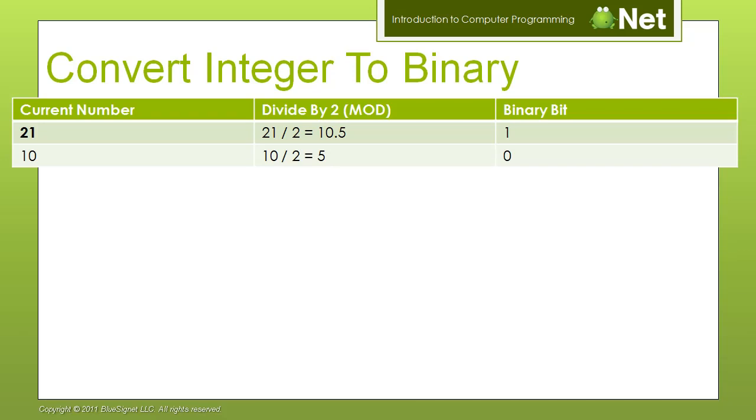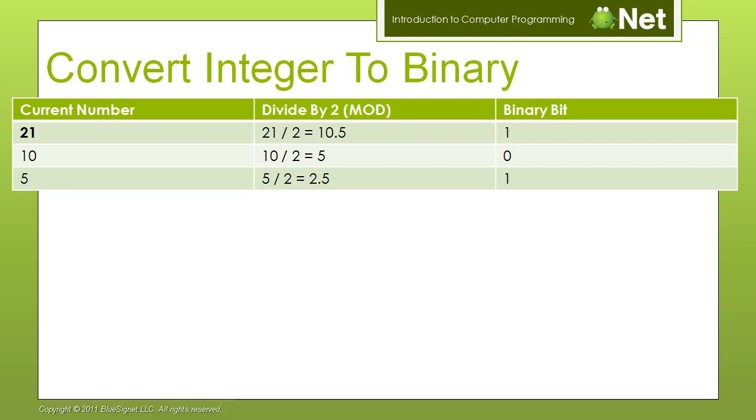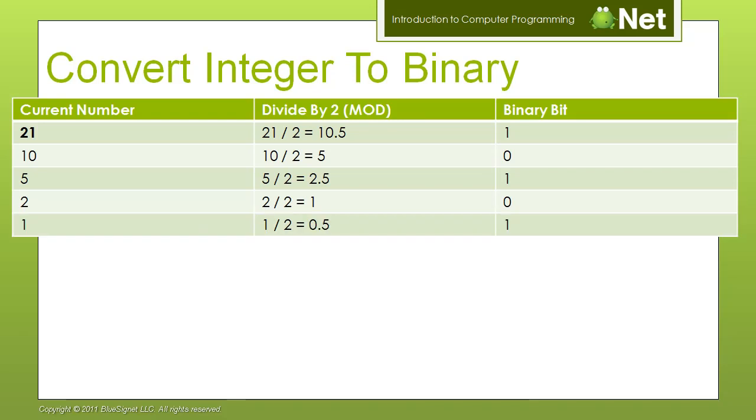And then the 5 carries down to the next current number. Now we divide it again. Now we have 2.5. Since we have a remainder, the binary bit is on, and we drop the 2 down. Now this divides evenly, so it's a binary 0 bit. Drop the 1 down. 1 divided by 2, we have a half. There's a remainder, so that's on.